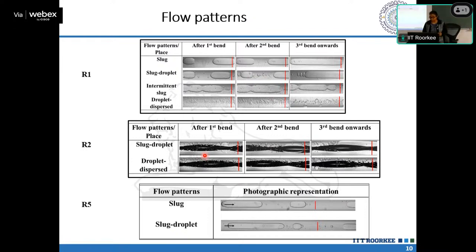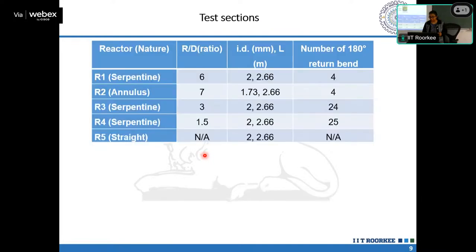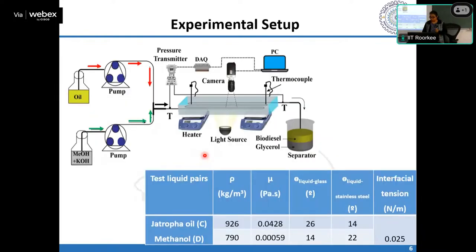So let us go back to the wettability data here. What is the wettability data? What is my dispersed phase? The wire is at the center of the tube, and my dispersed phase is methanol. Okay, so for the continuous phase and methanol droplet that you have, with the stainless steel, they again have a low contact angle.